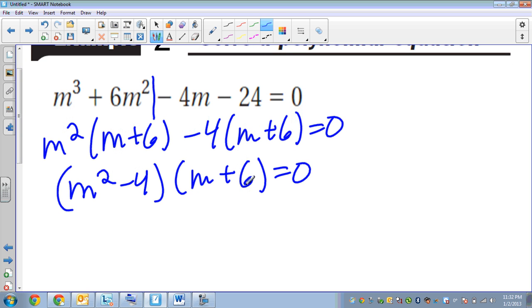Now we look at this. Can we break this up? No, it's there. Can we break this up? Can we do the square root of 4 and get a nice number? Yes, we can. So we got to break that up into separate pieces.